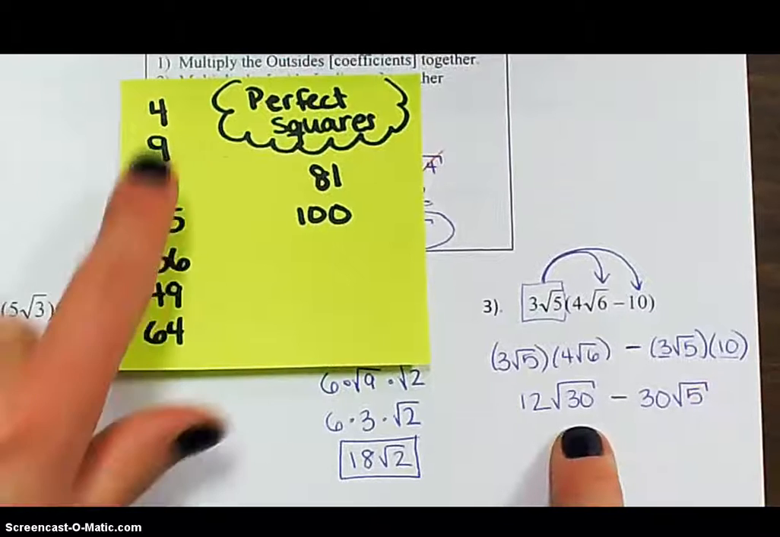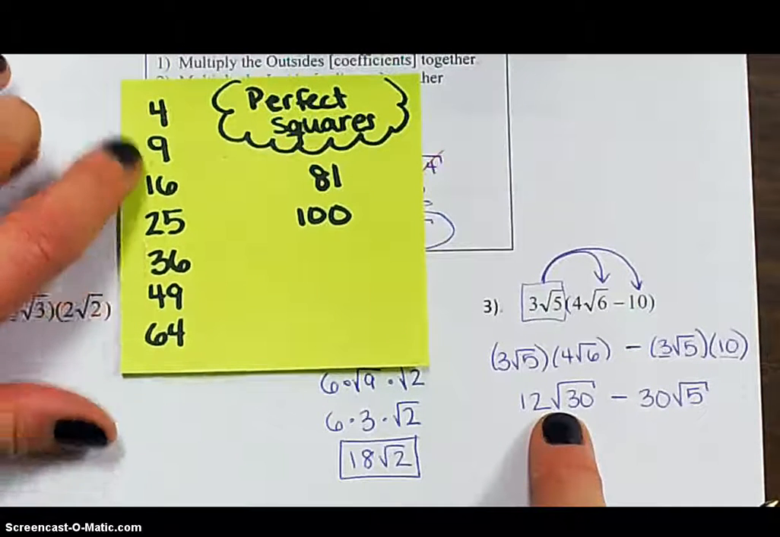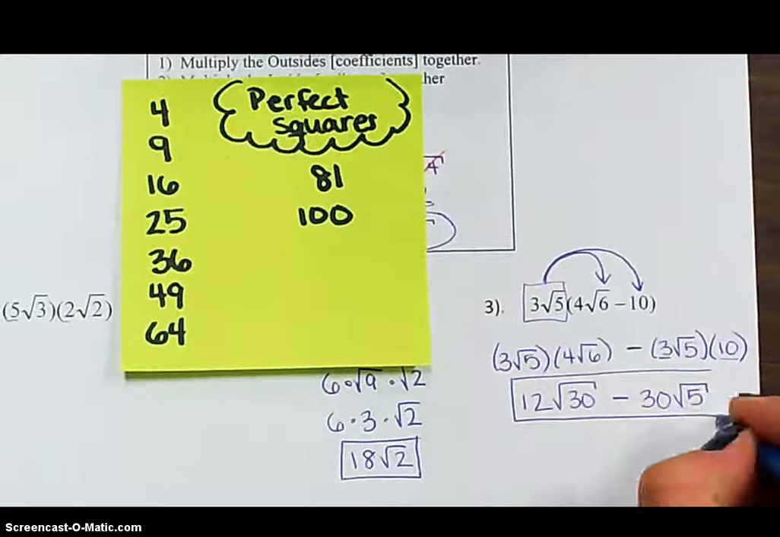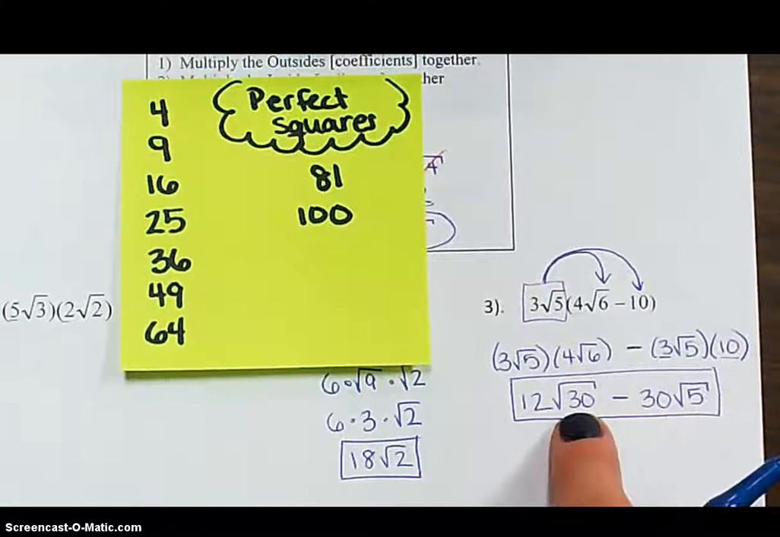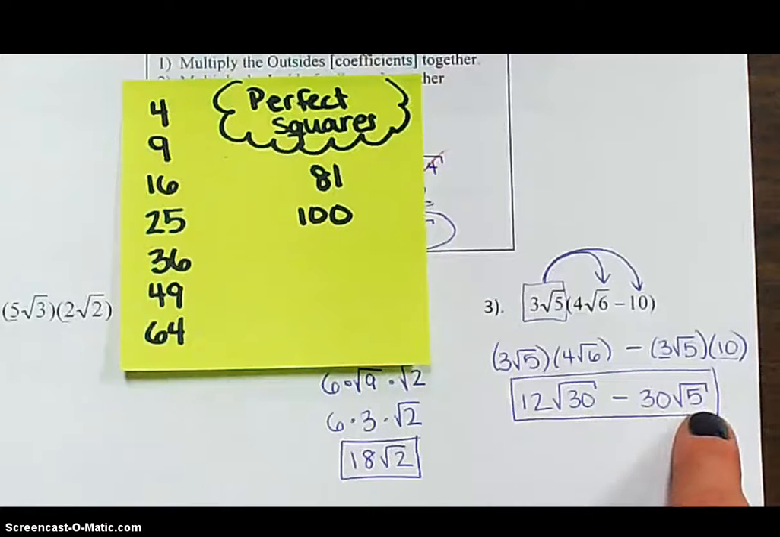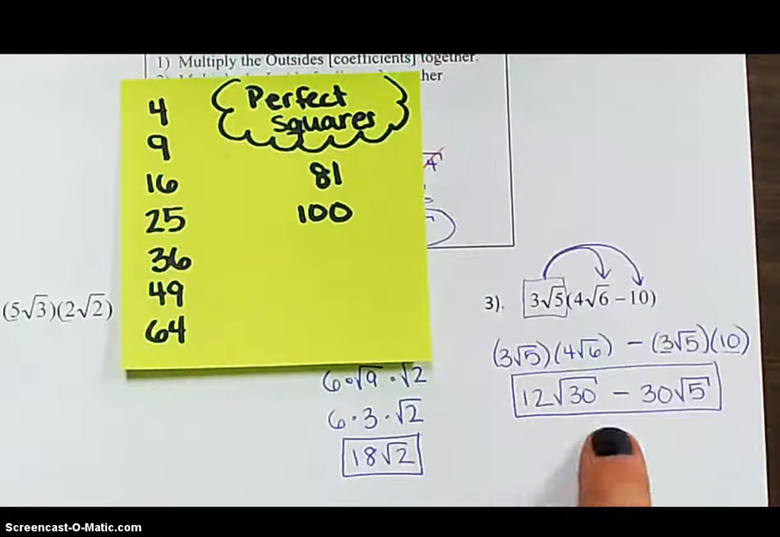Now 30 is not a perfect square. It's not on my list. And if I take a look, there's no perfect squares that go into it. So it's going to stay just like that. And we cannot combine these because we're going to learn tomorrow that they are not common terms, because this is a radical 30 and a radical 5, so you cannot combine them. So we leave it as a binomial. All right, let's try one more like that.